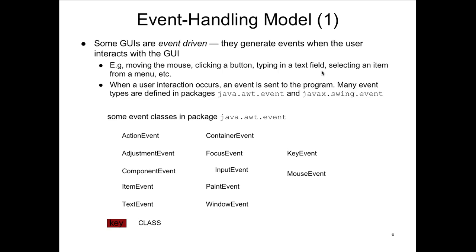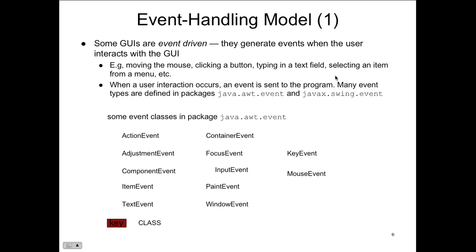So it's kind of easy. We don't have to queue up every event. We just wait for an event to occur, then we figure out, well, what event occurred? Oh, it was a button click. And then we process the code for the button click. That's the event modeling, or the event handling model, which I just described, actually. So some GUIs are event-driven, generating events when the user interacts with the GUI.